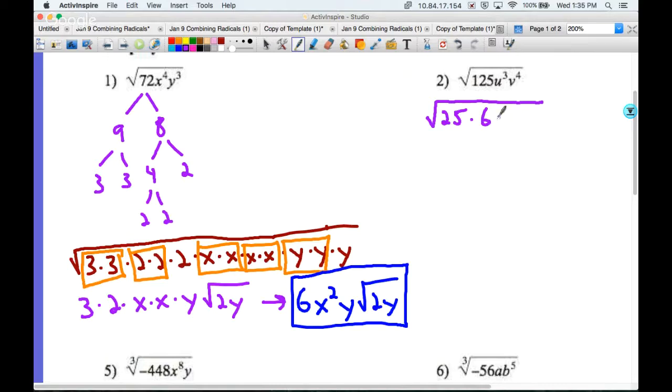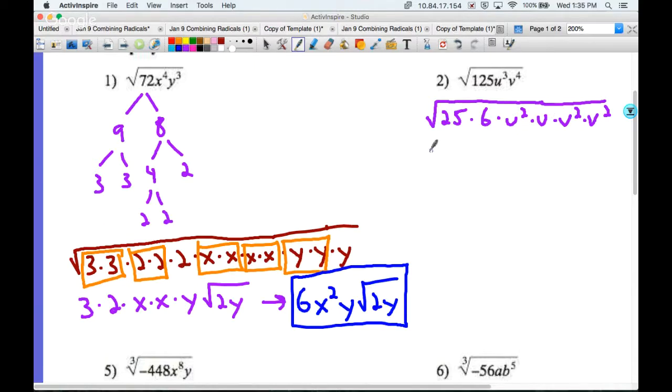leaving a 6 behind, and then I'm going to break the u to the third into a u squared and a u, and the v to the fourth, I'm going to break into a v squared and a v squared. So there's 3 u's. There's still 3 u's here. I've just grouped 2 of them together and left 1 behind.